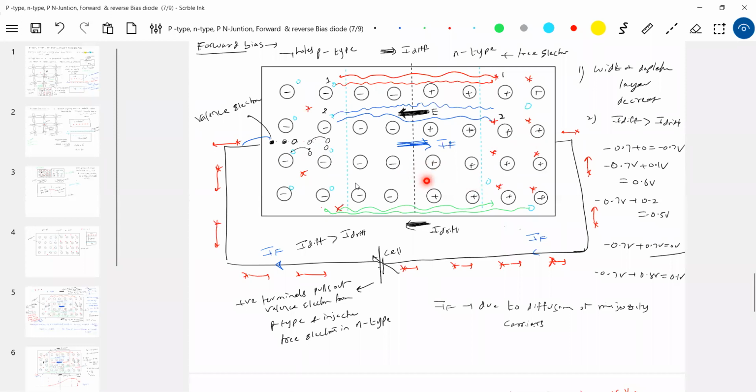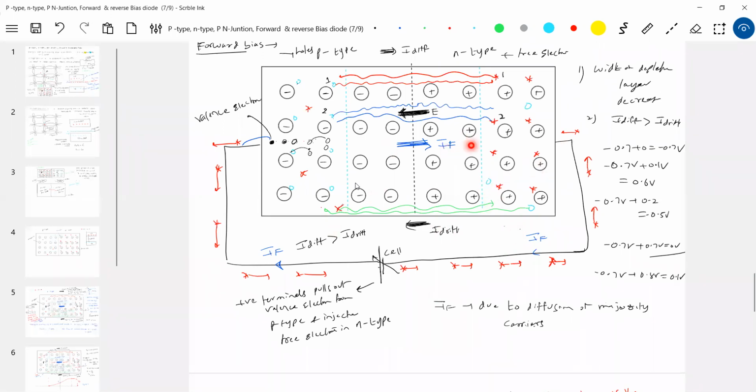But as the width of the depletion layer decreases, tell me what happens to the number of covalent bond breakings. It will decrease, so the drift will decrease. And moreover, this hole will be pulled by the negative terminal. It will not easily move through the depletion layer. Therefore, the drift current will decrease by a large amount. So the depletion layer decreases, and there will be movement of charge.